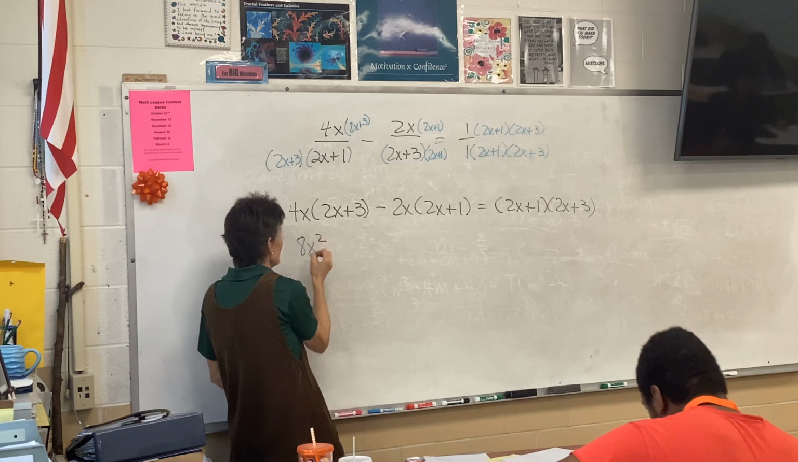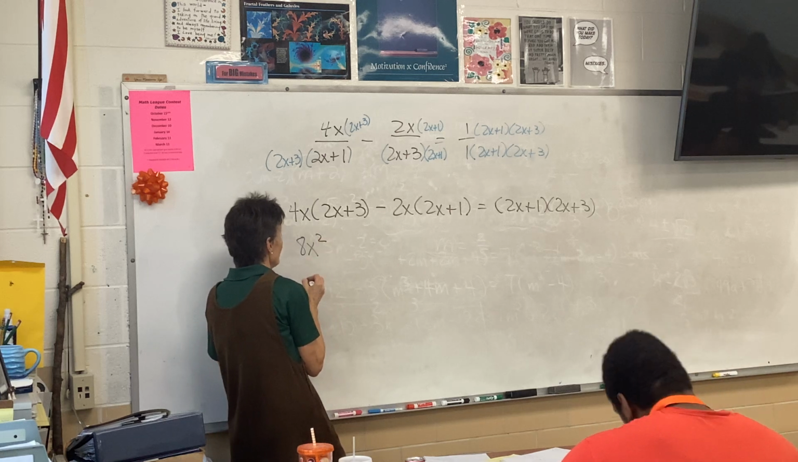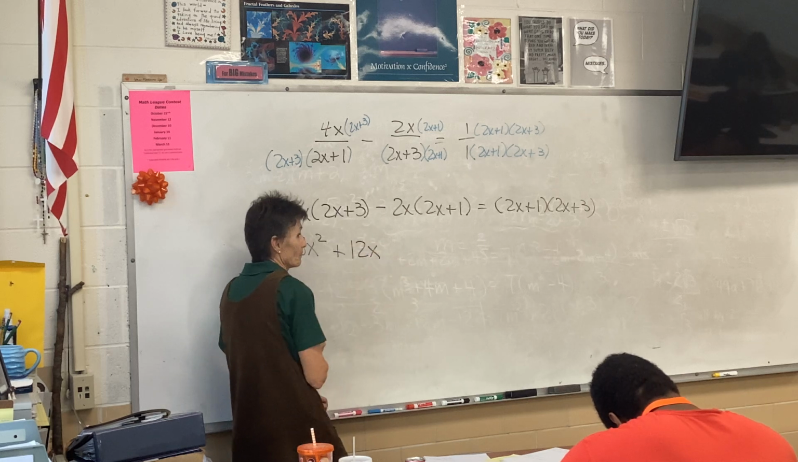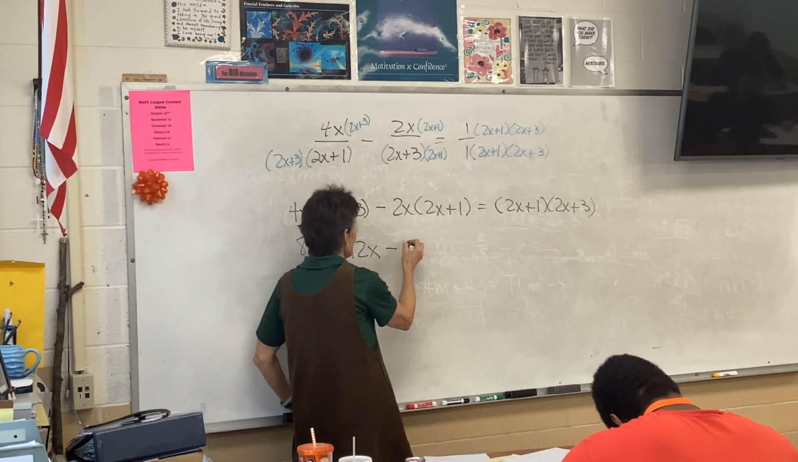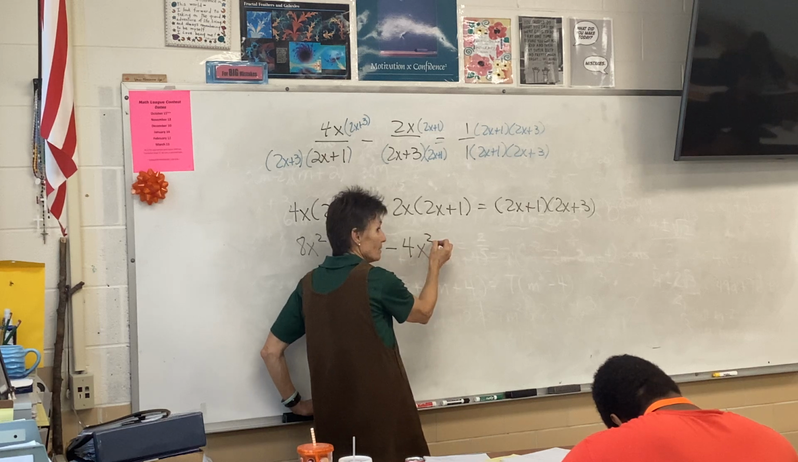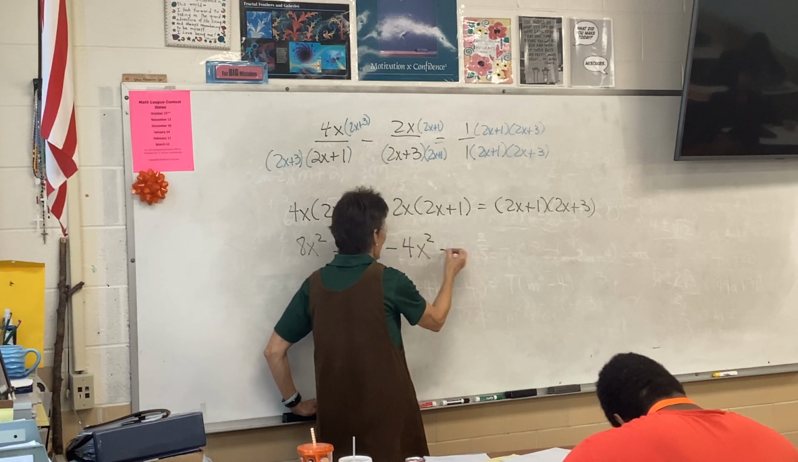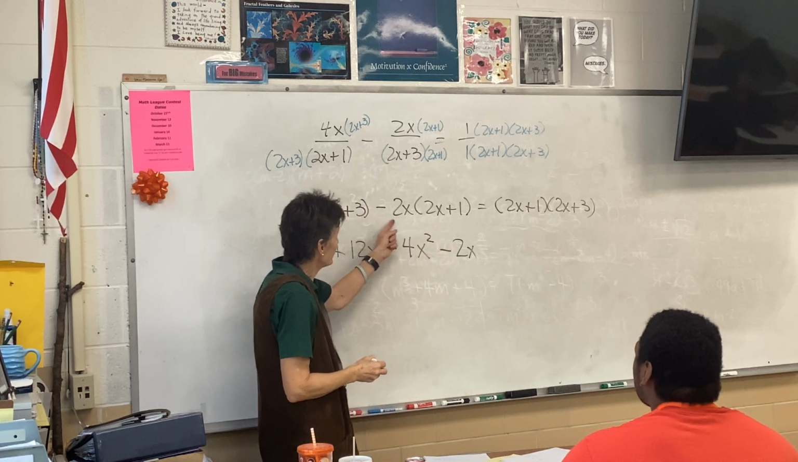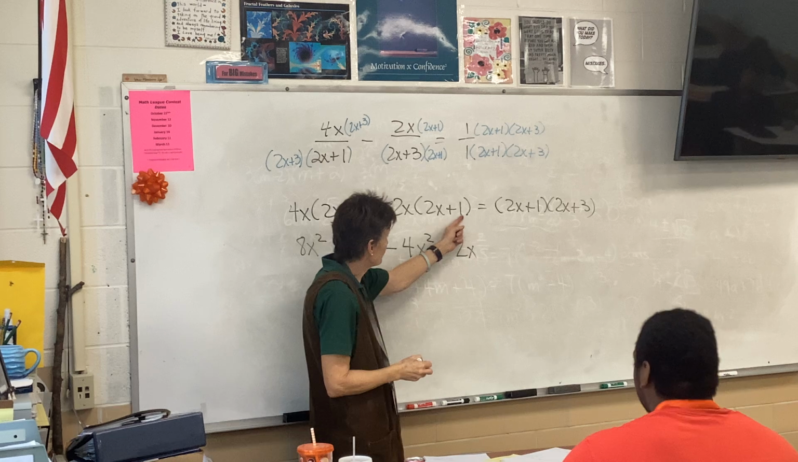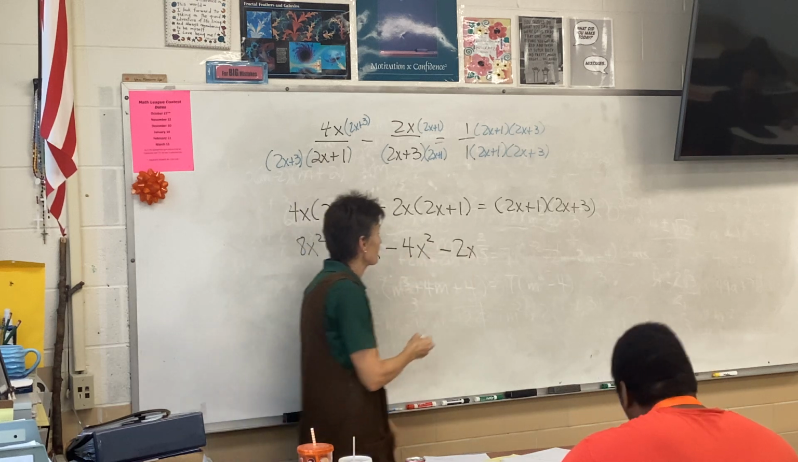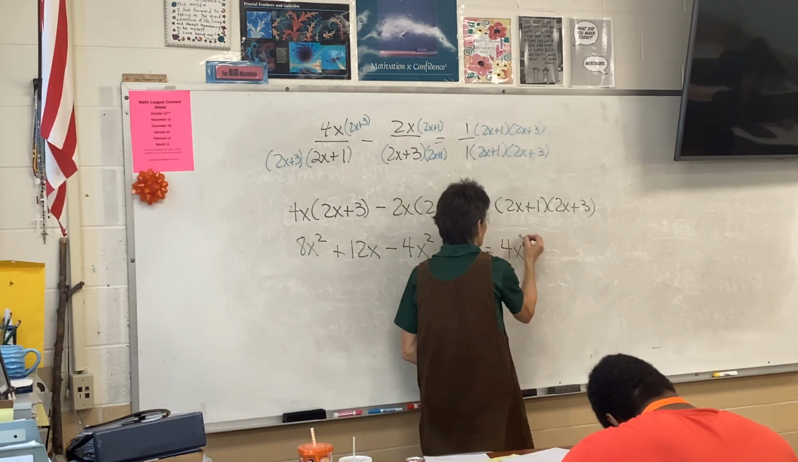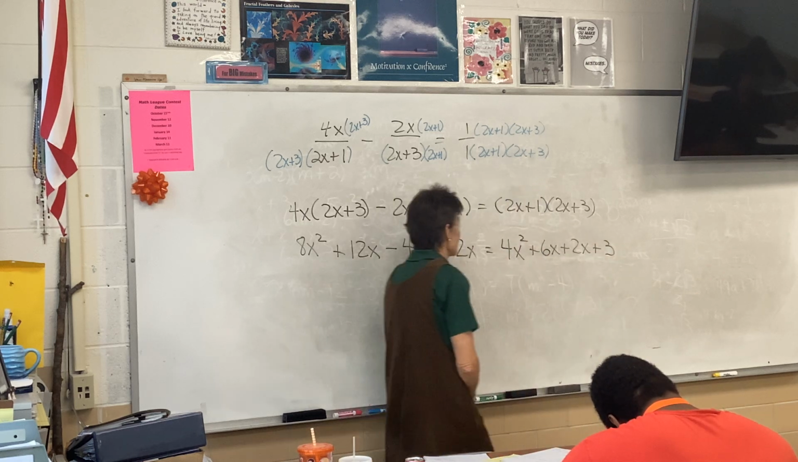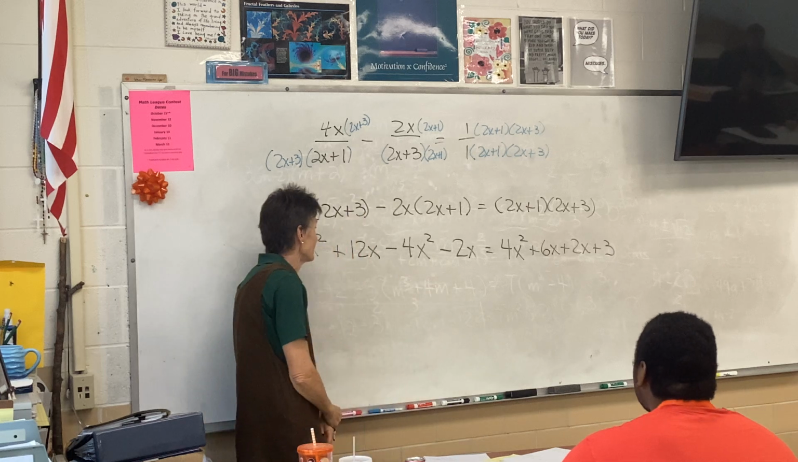Agreed? So here we go. 8x squared, you've got to do your arithmetic carefully, plus 12x minus 4x squared minus 2x. There's a possible pitfall right there. Negative 2x, negative 2x. You're distributing. And then this is a FOIL. First, outside, inside, last.